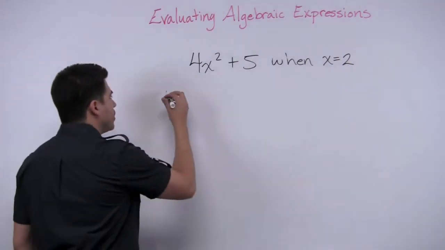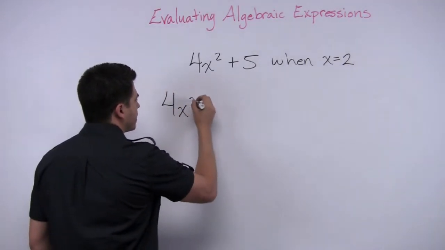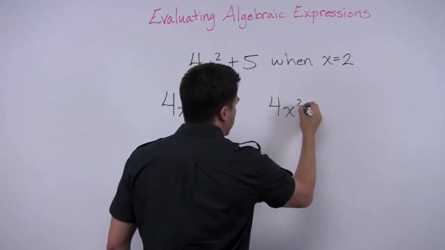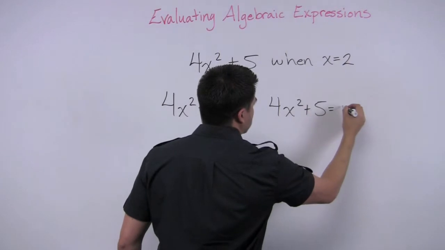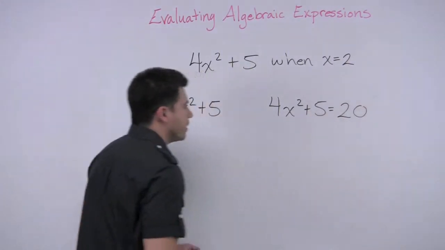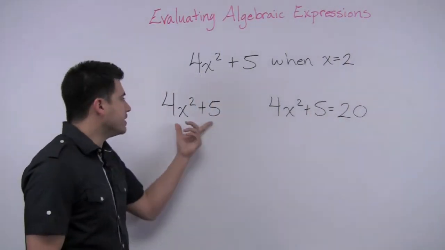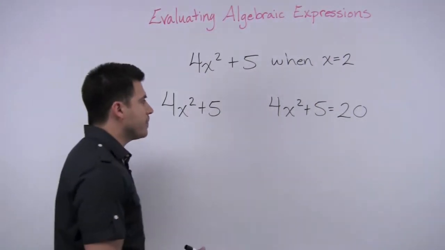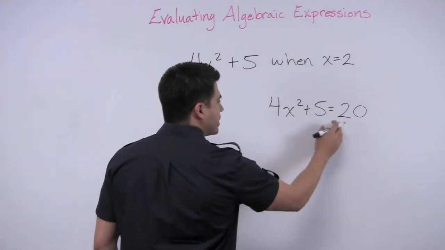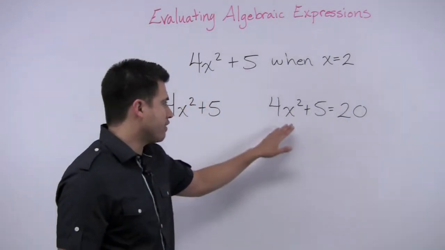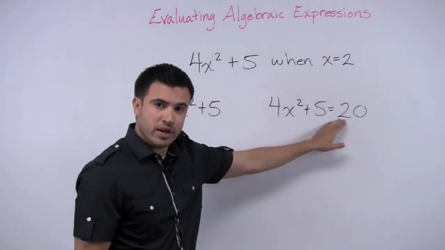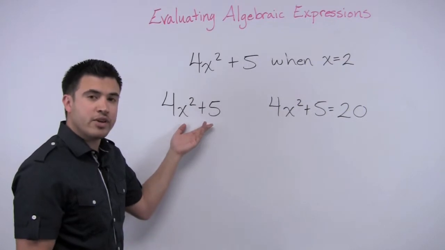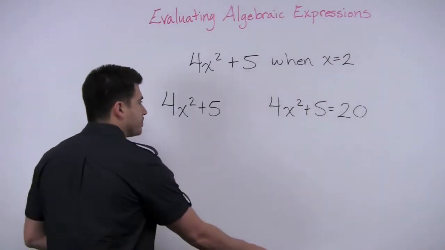Let me give you an example. I'm going to write 4x squared plus 5 here, and I'll write 4x squared plus 5 equals 20. The difference here is that this is an expression because there's no equal sign. It's not equaling anything. And this is an equation because there's an equal sign. So it's saying 4x squared plus 5 equals 20. Here you solve, and here you would evaluate if you're given what the variable equals.